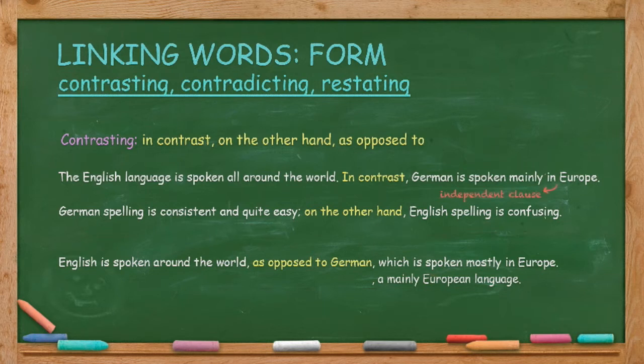In each sentence, the linking word comes before an independent clause. So the linking words need to be set off by a period and comma or semicolon and comma. And the third example, English is spoken around the world as opposed to German, which is spoken mostly in Europe, or as opposed to German, a mainly European language. The linking word here is set off by two commas. This is because it's followed by a relative clause or a noun phrase.